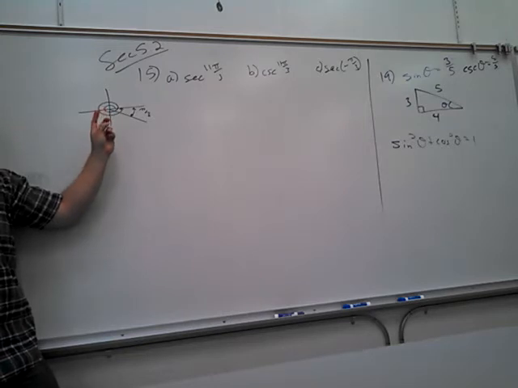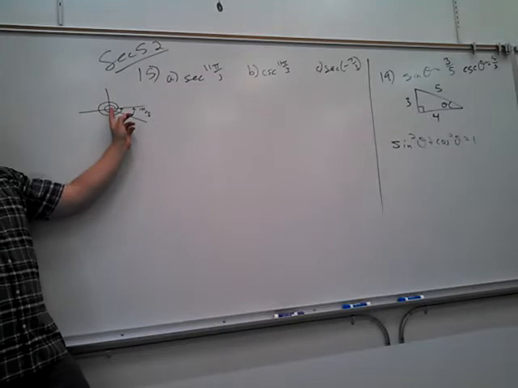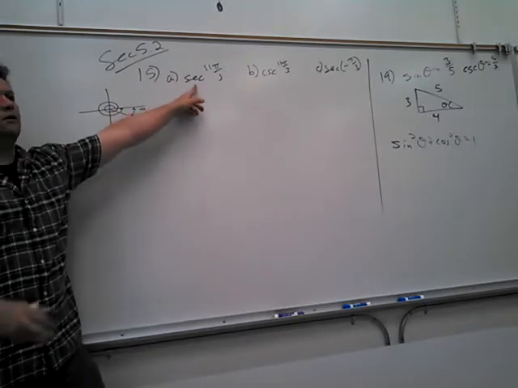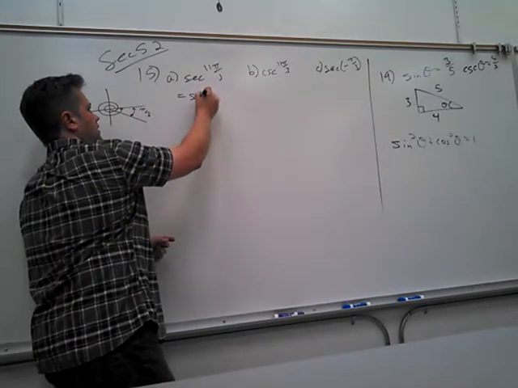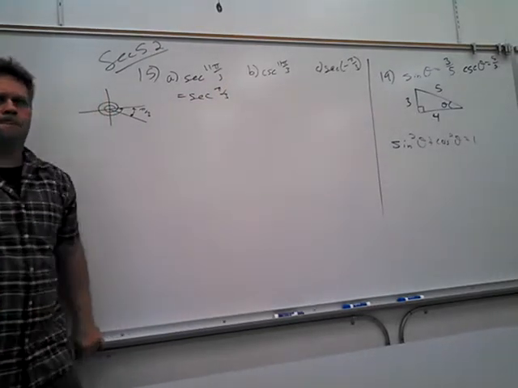Because secant is related to what? Which one of the three? Cosine. Cosine is x, and x here is positive. So no, secant's going to be positive. So this equals secant of pi over 3.